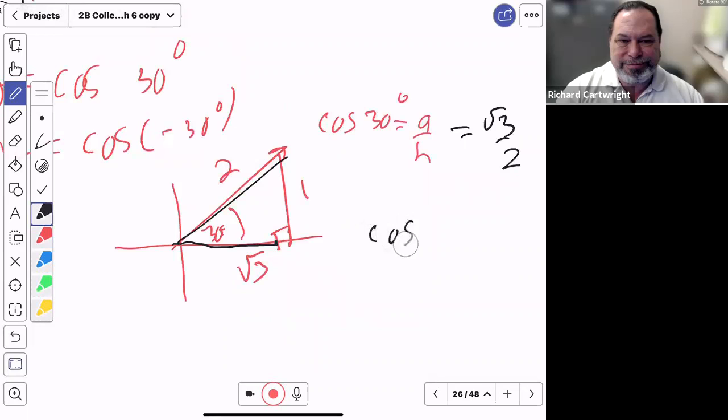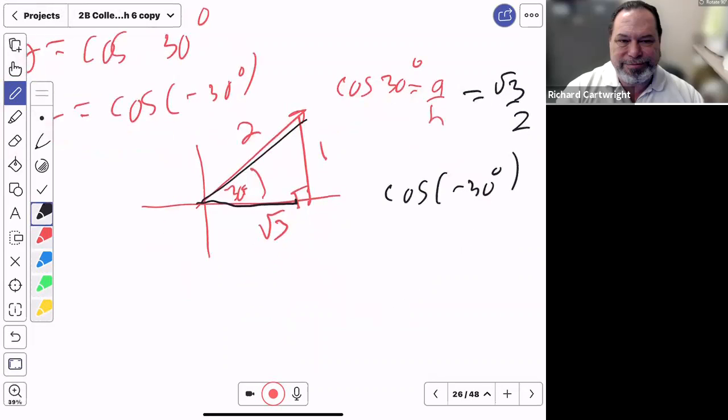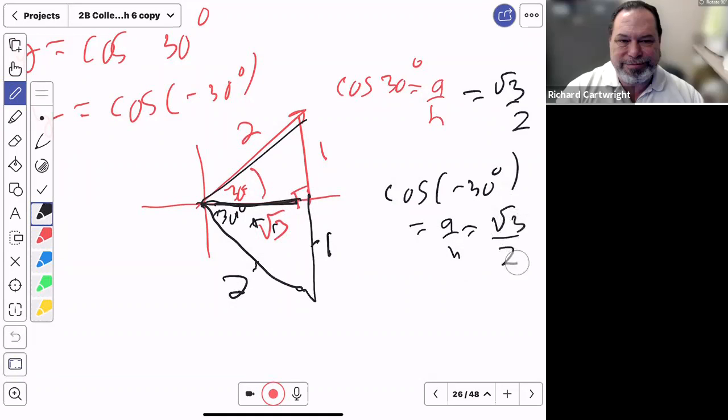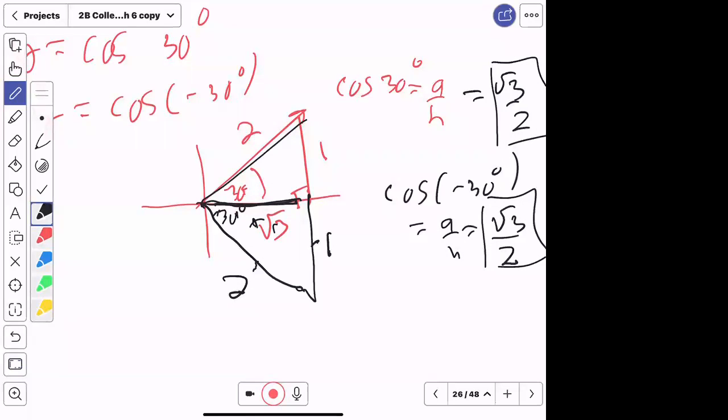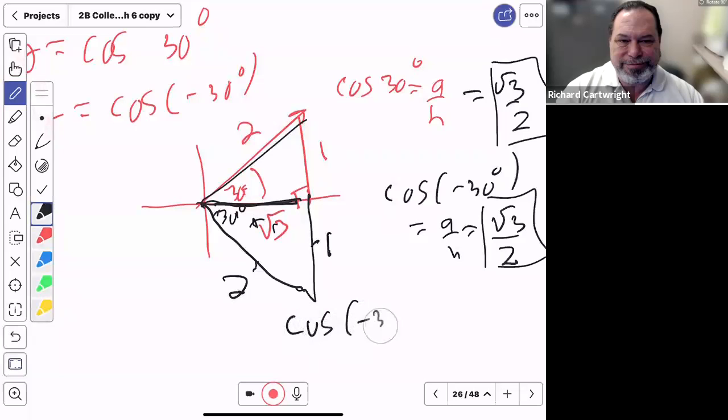If I do the cosine of negative 30 degrees, that means the angle goes this way. That's still going to be a 30 degree angle, but it's negative. Still a 1, still a 2, still a square root of 3, and it's positive, but this one becomes negative. So that's equal to adjacent over hypotenuse. Now the adjacent is, that's weird, the adjacent is still square root of 3 over 2. What did you notice? They're both positive. So you can literally say the cosine of negative 30 is the same as the cosine of 30.